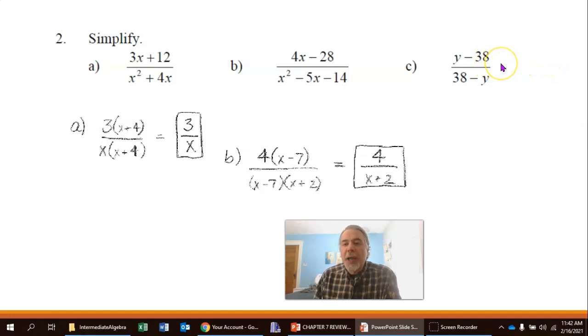C is y minus 38 over 38 minus y. If the numerator and denominator were exactly the same, that would reduce to just 1. They're not exactly the same because the subtraction is in the opposite order, but y minus 38 would be the negative of 38 minus y. It would be equal to -1 times 38 minus y. So there, when we cancel, we are left with -1.